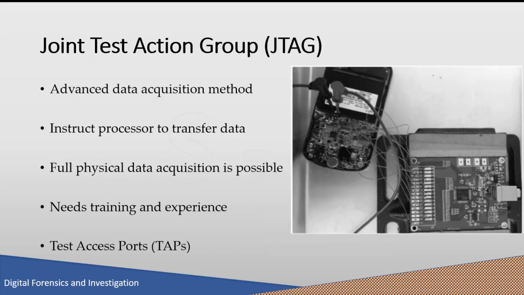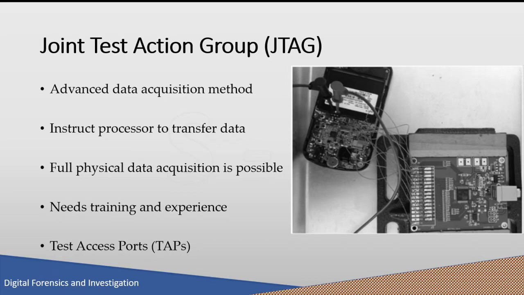Joint Test Action Group (JTAG) involves using the Advanced Data Acquisition method, which involves connecting to a specific port on the device and instructing the processor to transfer data stored on that device. So using these methods, a full physical image of the device can be acquired. And it is always recommended to first try out the other acquisition methods we just discussed, because they are easy to implement and require less effort.